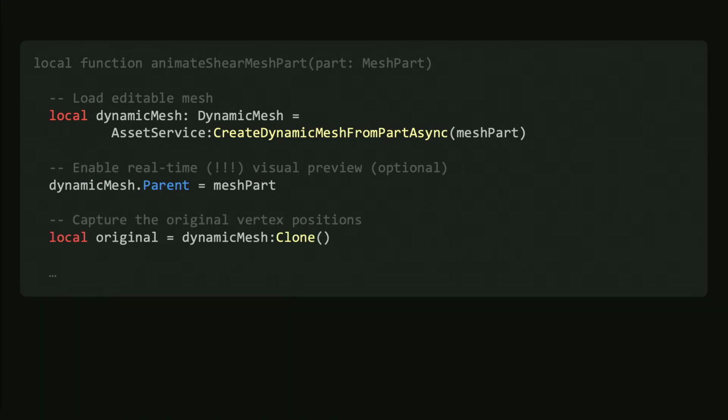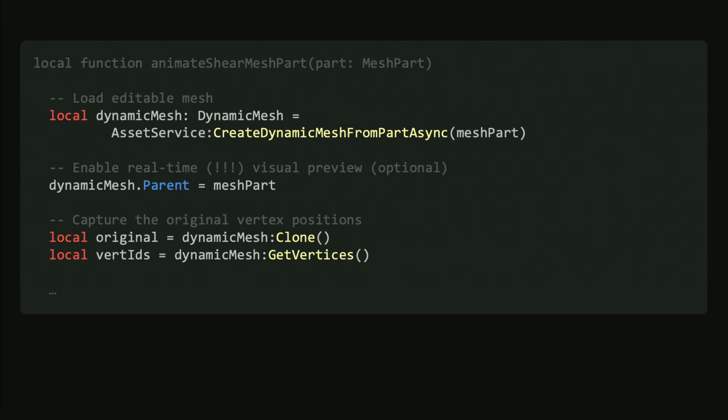Because I'm going to animate it, I want to take a snapshot of the original state of the mesh. So I can use this clone API on the dynamic mesh. And then I'm going to go through and grab the list of vertex IDs using this API called getVertices. And this is what gives you actual Lua access to the vertices and the faces.